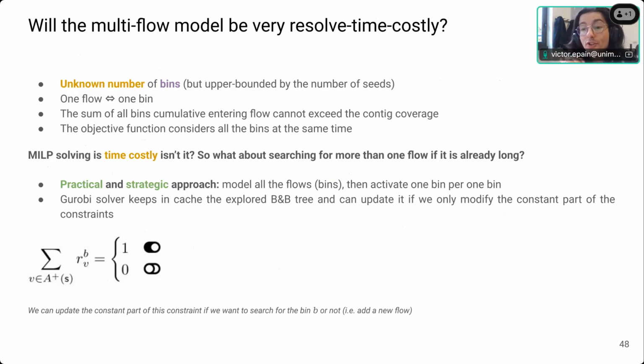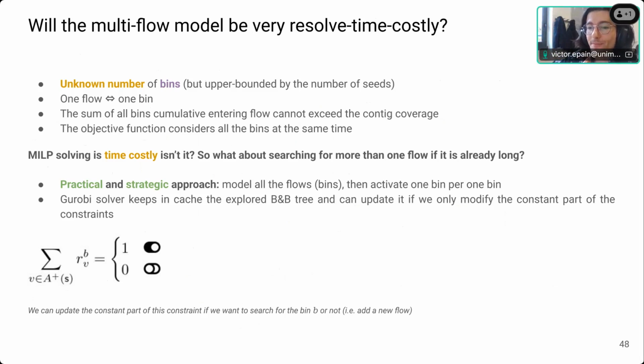So you are not searching for just one flow, but you are searching for multiple flows, and the unknown number of bins, for example, can be upper bounded by the number of seeds, and this number of seeds can be really high. I mean, imagine just 10 flows on an assembly graph with 100 contigs and 300 links. You multiply by 10 flows, so you have to multiply 10 times the variables of one flow, etc., etc. So it can be really costly.